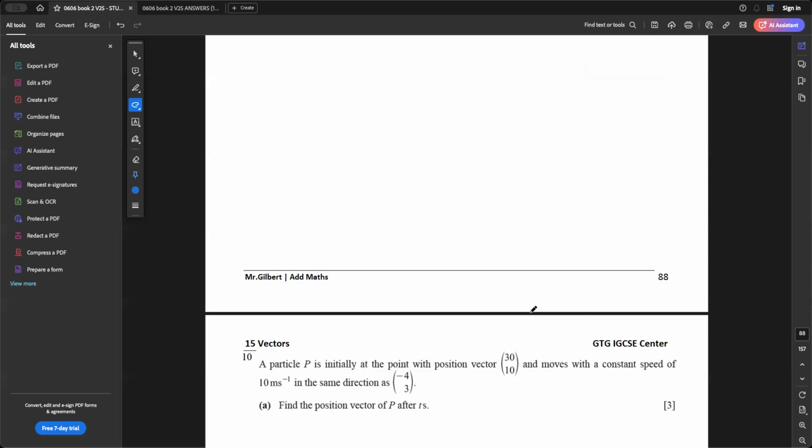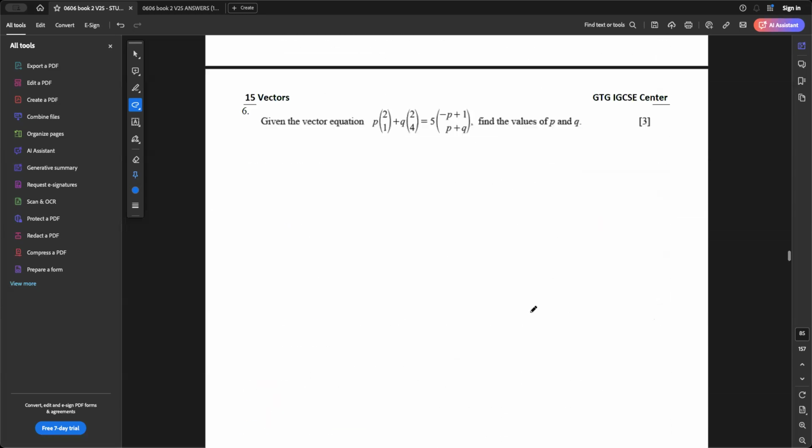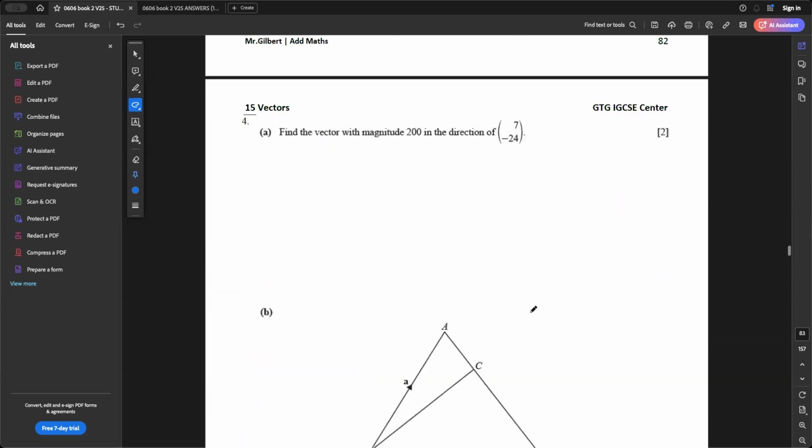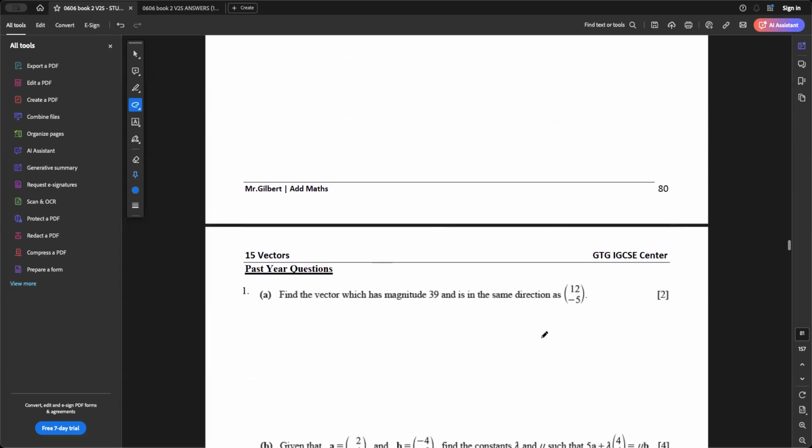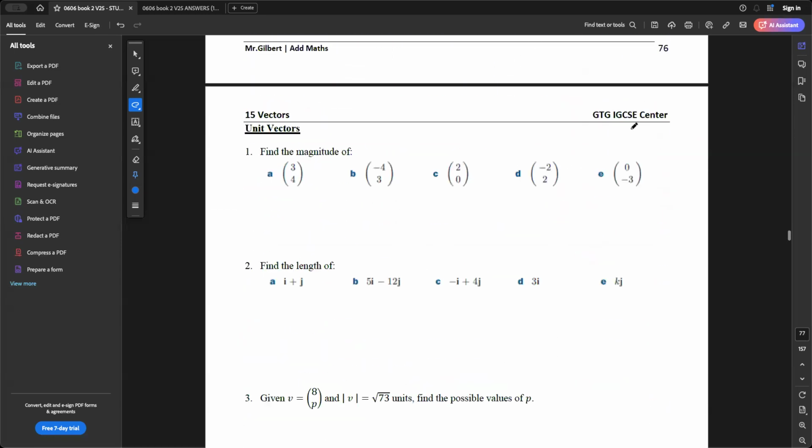Okay, let's start with our vectors. Everyone is ready for their holiday already, really. Can tell from the enthusiasm exhibited by the class. Okay, guys, let's start. Can you tell me how vectors work? How do vectors work?